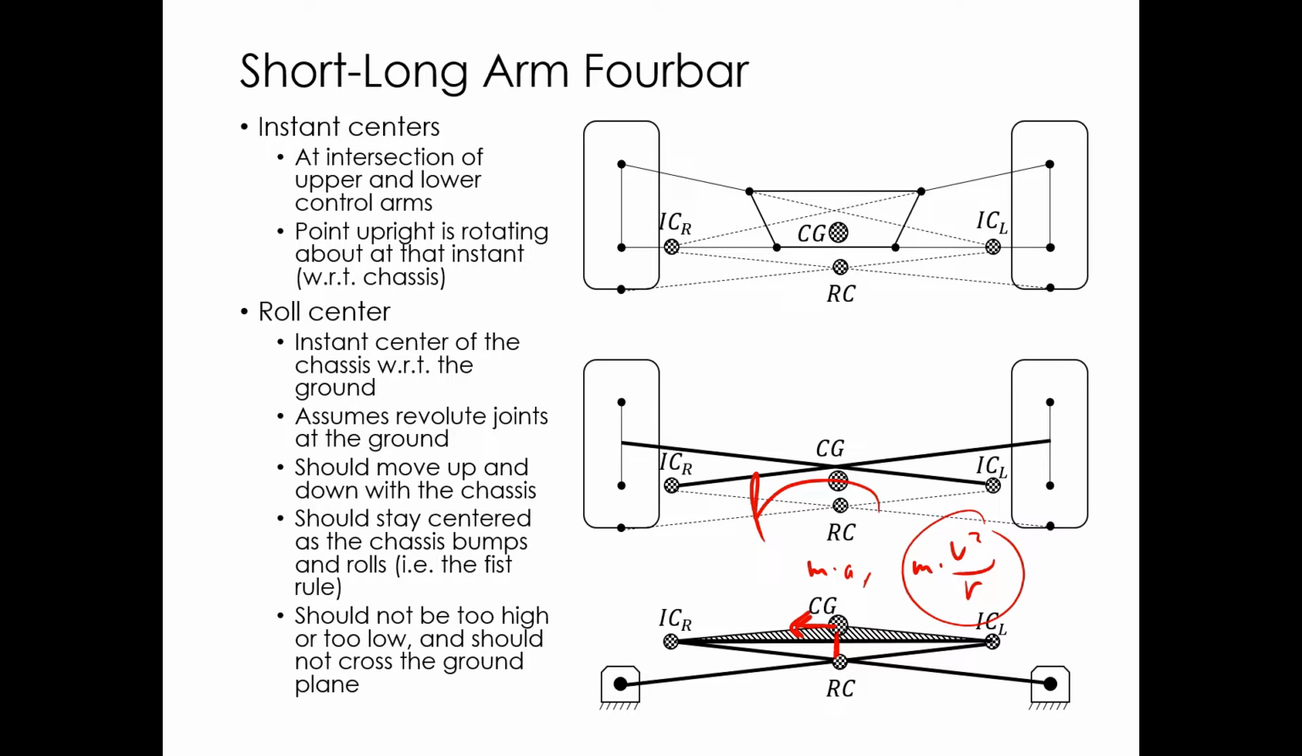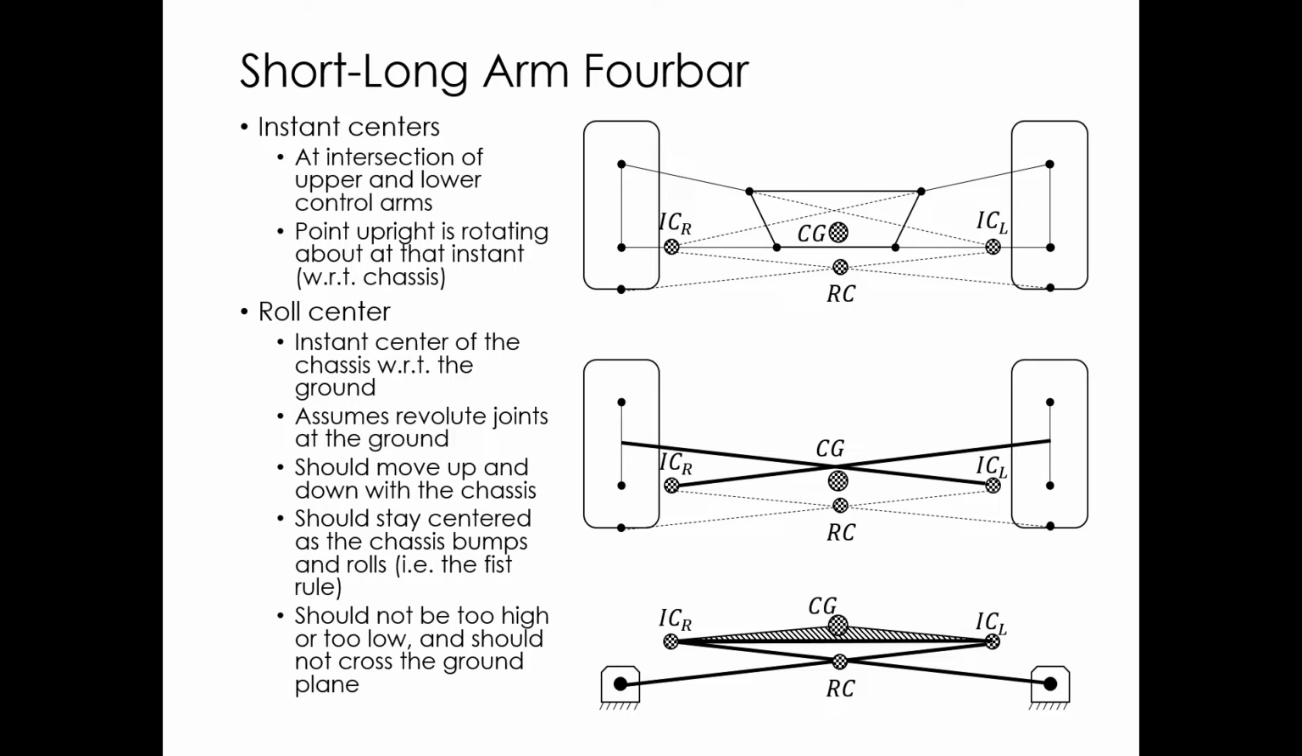So if the center of mass is on top of the roll center, then there's no moment, and the car's not going to roll when you go around a turn. If the center of mass is really far away from the roll center, for the same value of this m v squared over r, you're going to get more moment, and the car's going to want to roll more, and you'll need stiffer springs to resist that roll. So you might ask, why don't we just put the center of mass right on top of the roll center and our car doesn't roll at all when we go around a turn? There's reasons for that I'll get into in a second.